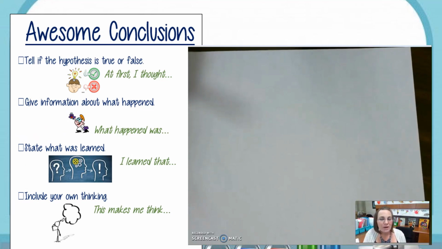All right, let me show you how to write an awesome conclusion by going back to one of the experiments we've already done. I'm going to think about the experiment we did when we were thinking about how the sun heated the earth. Do you remember how we left a thermometer in water, in soil, and in air and decided which of those heated up the most? And we discovered that the thermometer that was left in the air actually heated up more than the water in the soil.